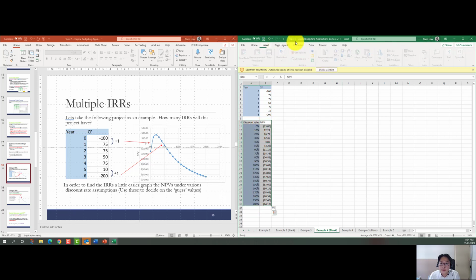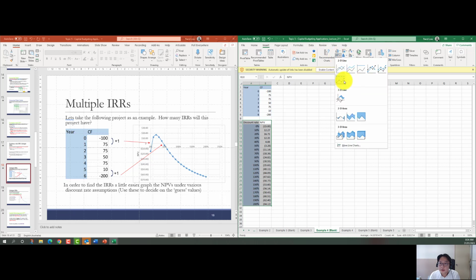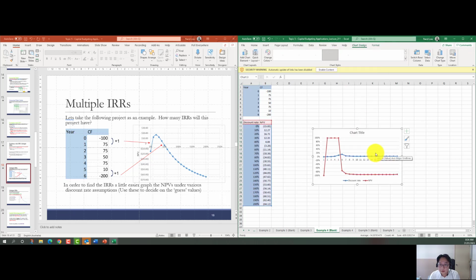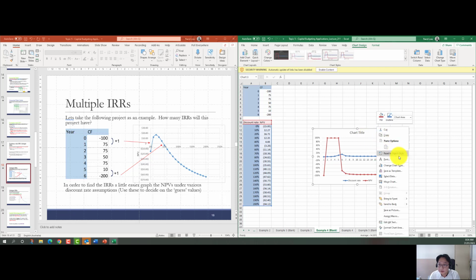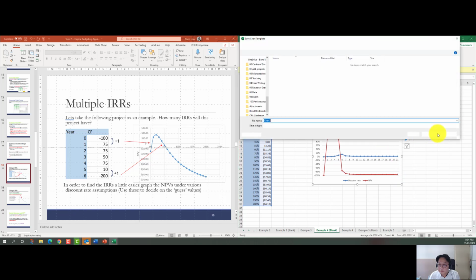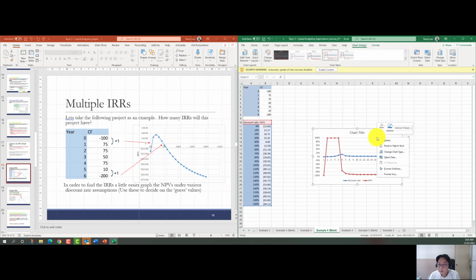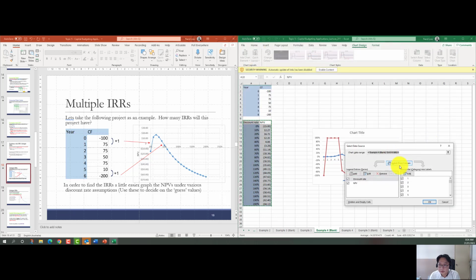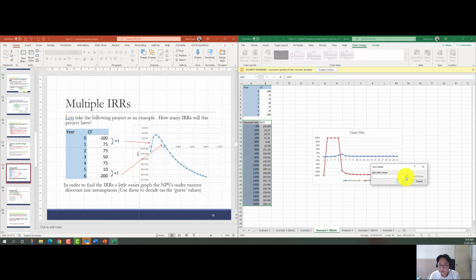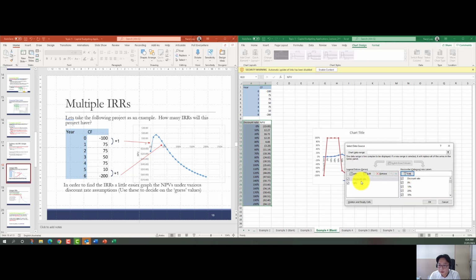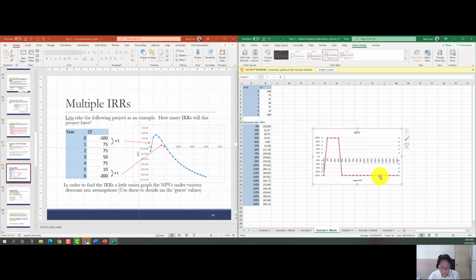Okay, so let's insert. We have a chart, and it's going to be that. And I really, really wish it would realize that this is actually the x-axis. I'm not sure why it keeps assuming that it's a y-axis, right? And I take away the discount rate here, and there we go.